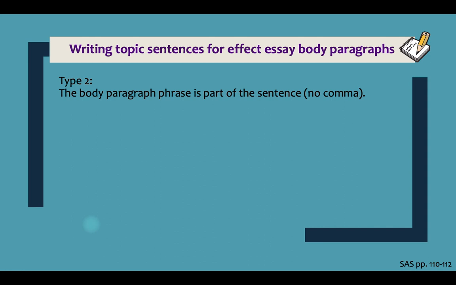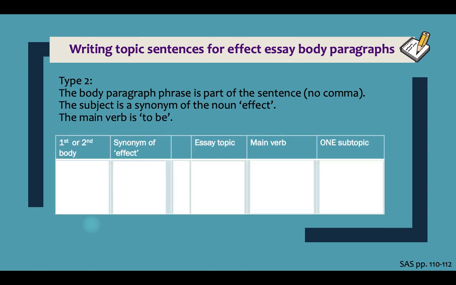the body paragraph phrase is part of the sentence. There's no comma in there. The subject is a synonym of the noun effect, and the main verb is to be. So let's look at our structure here. We have an indicator for the body. We have a noun, that's our subject. We have a main verb, and we have a subtopic. And maybe you could guess what this word is in here.